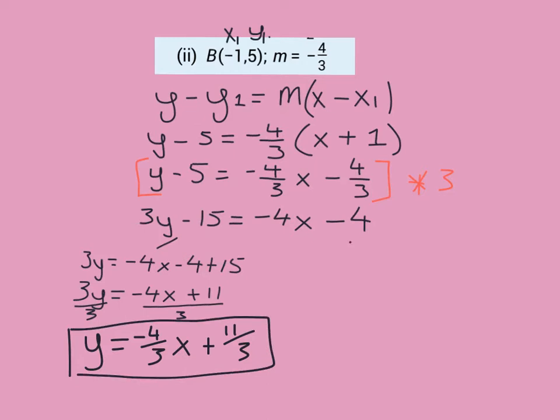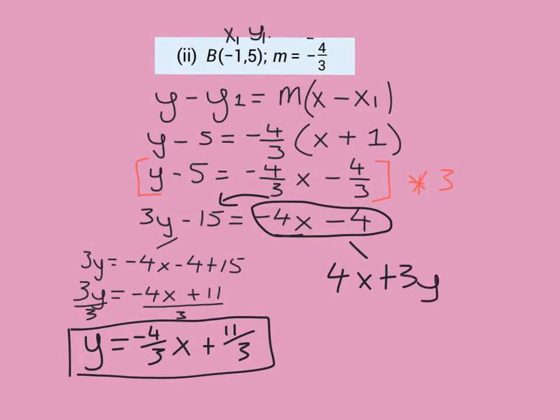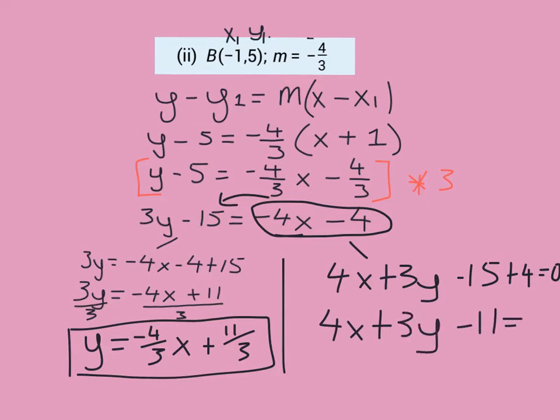Or the other way I can do it is I can bring over all of this to the far side, and I get 4x plus 3y minus 15 plus 4 equals 0, and then I get 4x plus 3y minus 15 plus 4 gives me minus 11 equals 0. So I can also write it like that. Okay, just one way, it doesn't matter which way you write it as long as it's one of those ones.